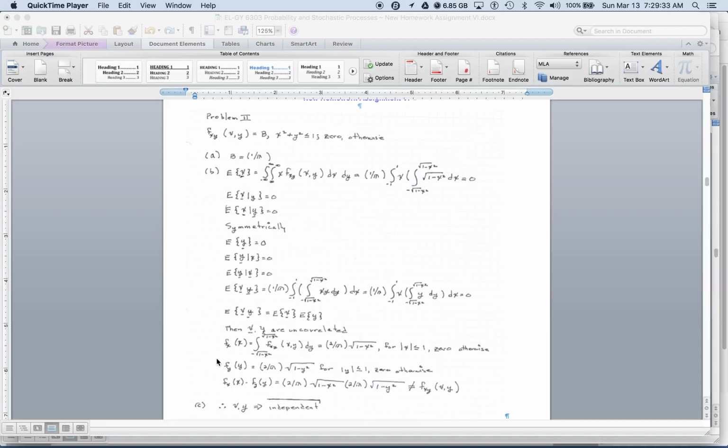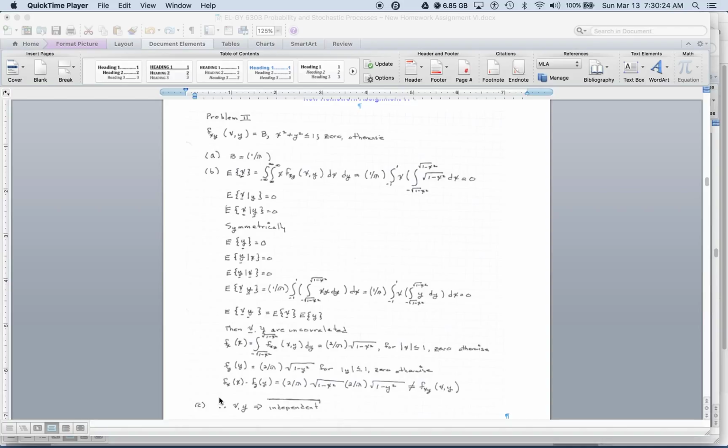And when we do the computation for f sub x of x over the corresponding integral, we see that it too breaks down into 2 over pi times the square root of 1 minus x squared for all absolute value of x less than or equal to 1 and 0 otherwise. When computing f sub y of y, it is correspondingly equal to 2 over pi times the square root of 1 minus y squared for all absolute value of y less than or equal to 1.